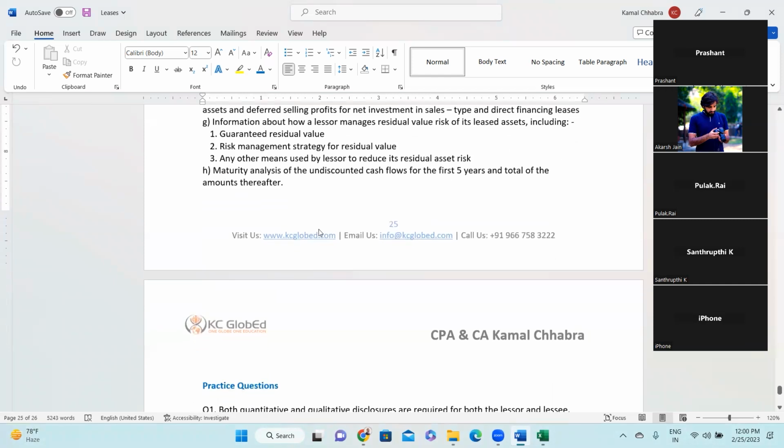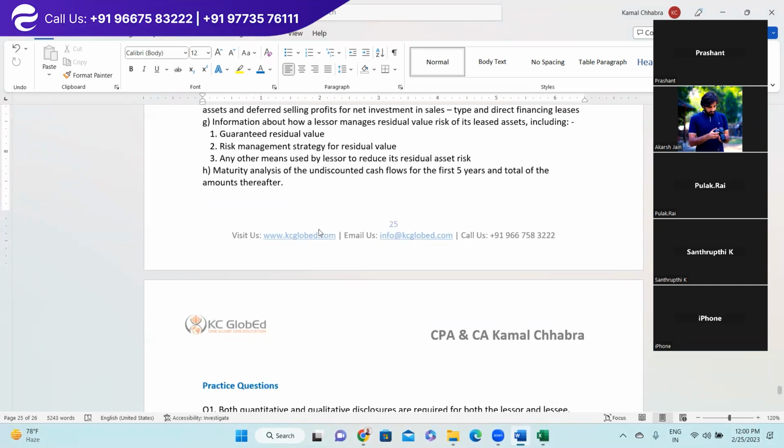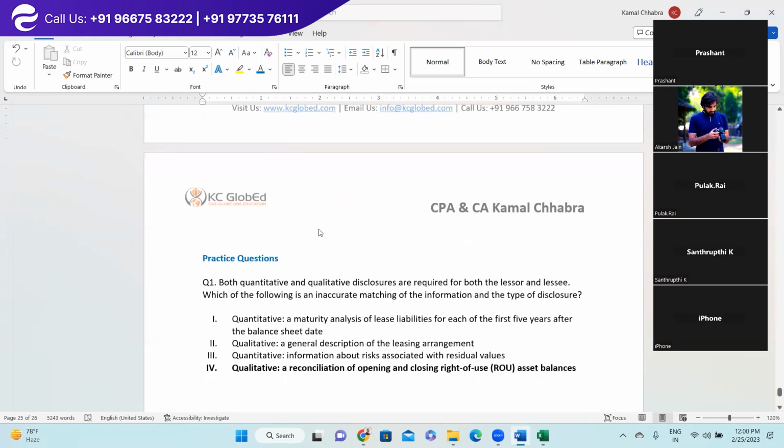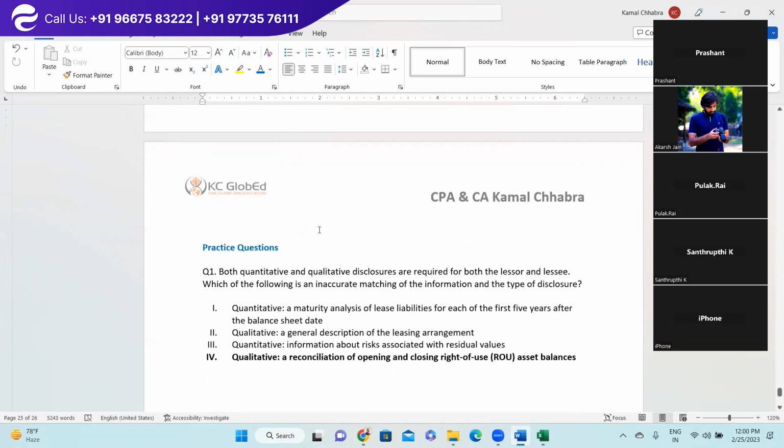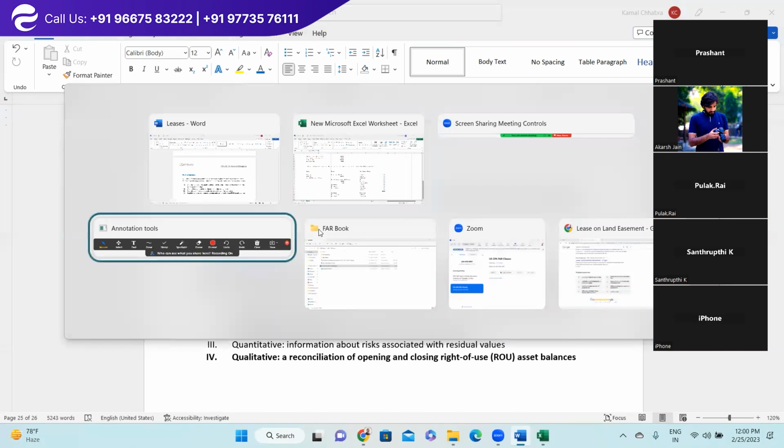H is the maturity analysis of discounted cash flow for the first 5 years and the total value after that. So here you need to show the maturity value after year 1, year 2, year 3, 4, 5, and thereafter. That kind of disclosure is required. Please take a look at the General Motors financial statement or the Microsoft financial statement, which I have shared with you, to see how exactly they make the disclosure. Or do you want me to just open and show you?